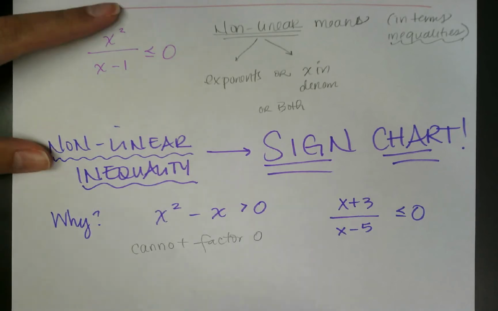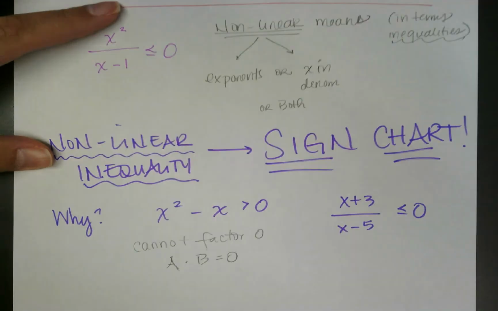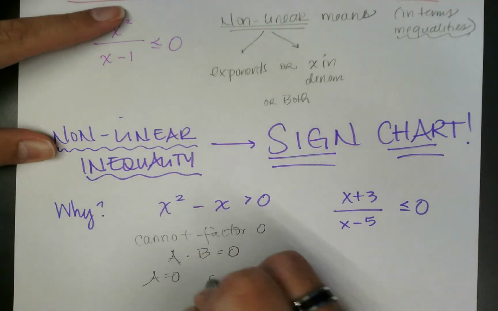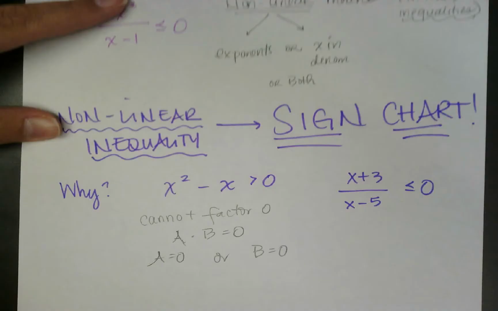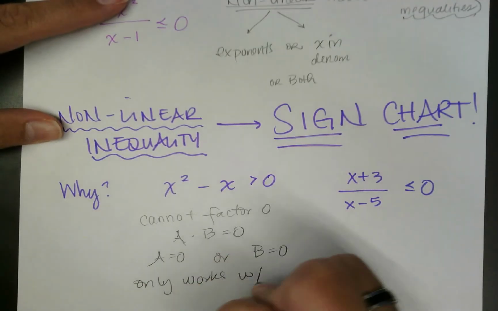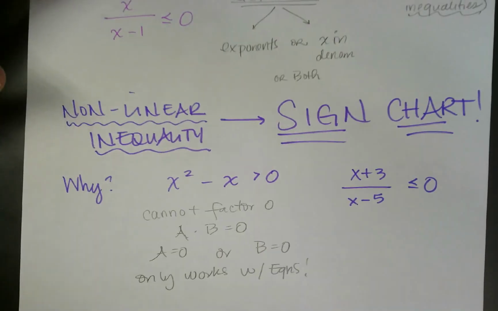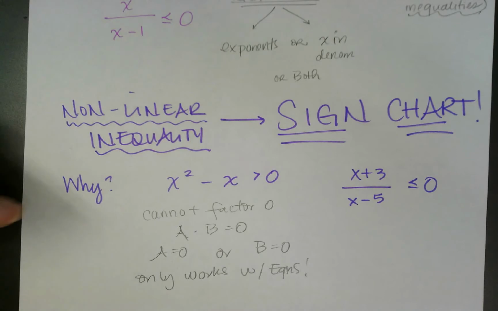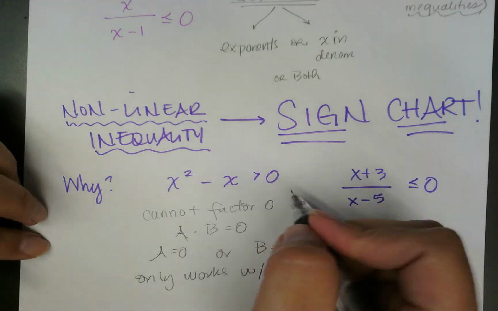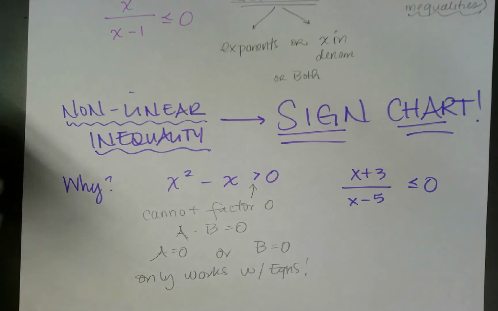So cannot factor 0. So a times b equals 0, that's the fact we use, a equals 0 or b equals 0, only works with equations. That's my shorthand for equations, FYI, okay? You cannot factor 0 with an inequality. So, no factoring. Not yet.